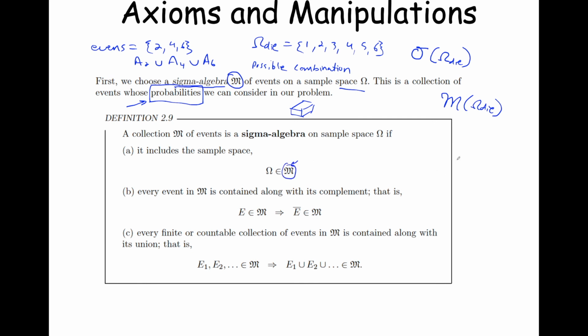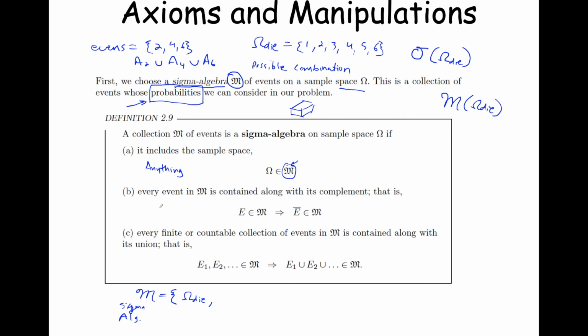Okay? So my sigma-algebra, script M, is a set of all the combinations of events that I can construct. One of them is going to be omega die, in the case of the die roll. Okay, so what else is in my sigma-algebra? We have the anything event: some side of the die is going to happen.